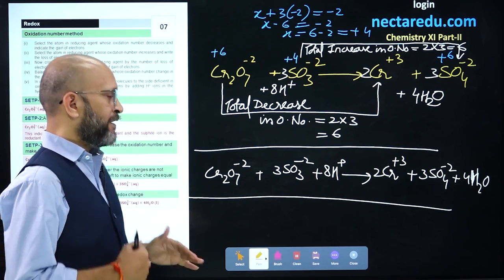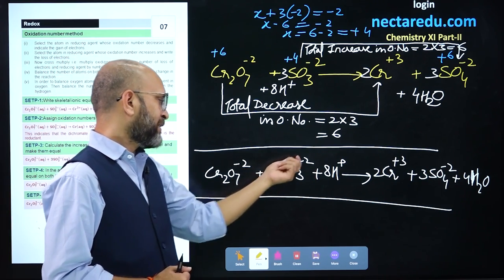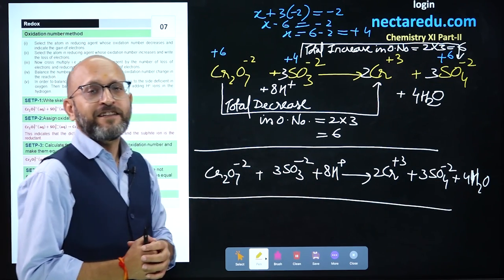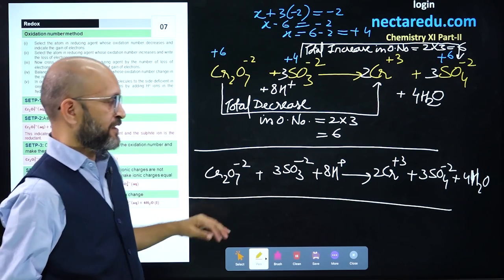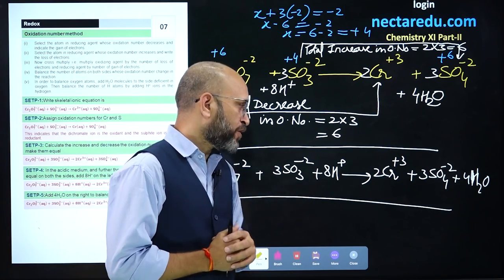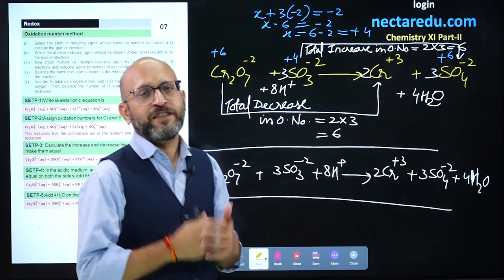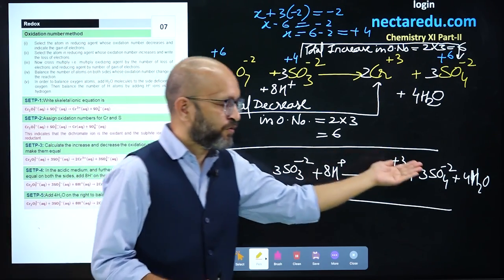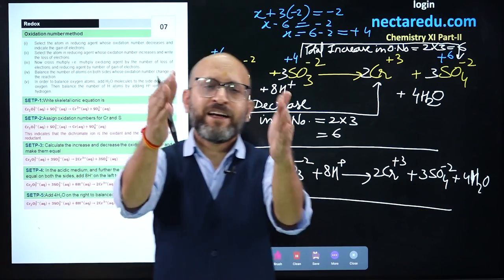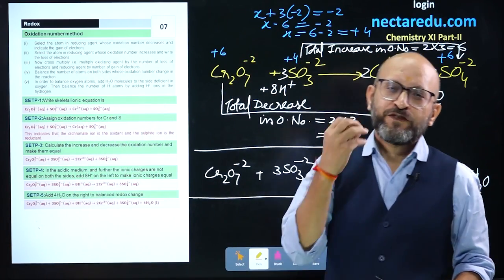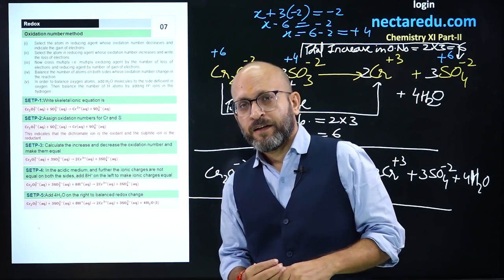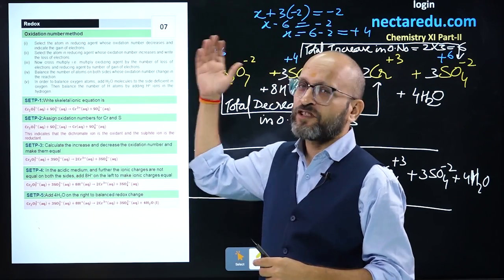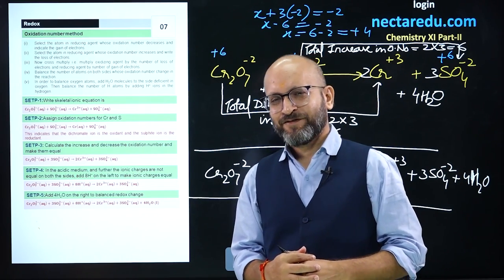If you want, check the charges: minus 2 and 3 into minus 2 is minus 6, minus 6 minus 2, minus 8 plus 8, that is 0, zero charge on the LHS. On the RHS, 2 into 3, 6 positive, 3 into minus 2, 6 negative, 6 positive, 6 negative, again comes out to be 0. Zero total charge this side, zero total charge that side. So now we have a balanced reaction, and that is how you can balance a redox process through the oxidation number method. So this is it for now. Thank you.